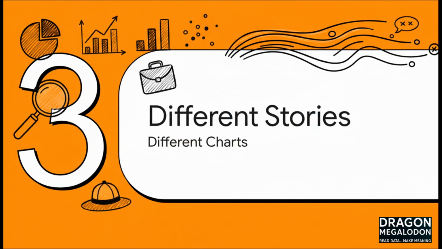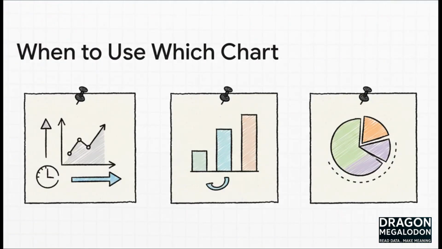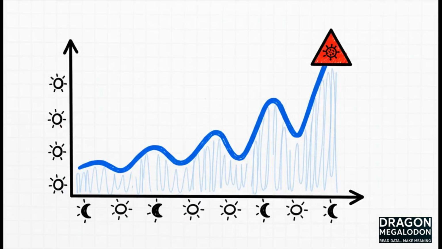But look, a histogram isn't the only tool in our kit. You wouldn't use a hammer for every job, right? A good data detective needs different charts to tell different kinds of stories. So here's a quick field guide. If you want to see trends over time, you'll use a time series graph. If you want to compare quantities between different categories, like sales between different stores, a bar graph is your best friend. And if you want to show parts of a whole, like how a budget is sliced up, you'll reach for a pie chart.